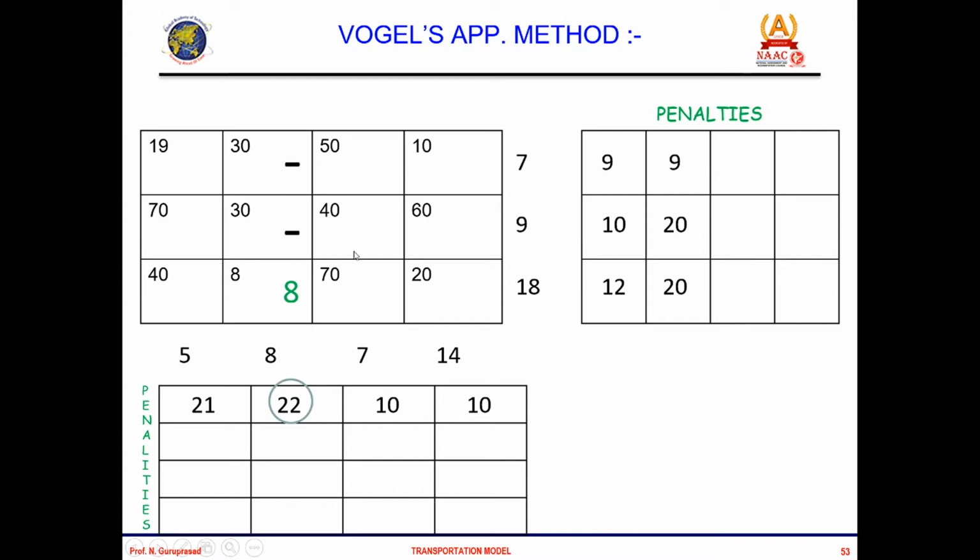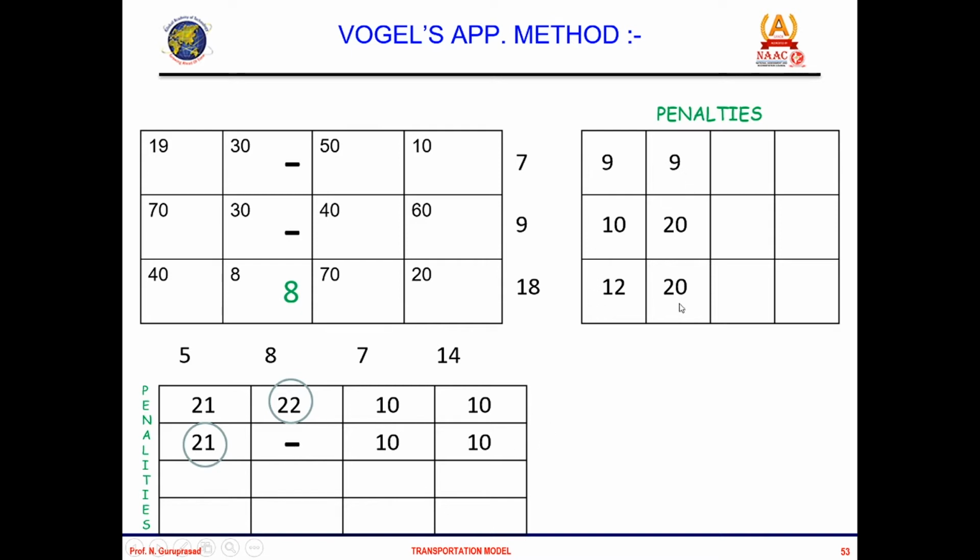So I have 70, I have 40, I have 60, out of which 40 is the least, 60 is the next least, and the difference is 20. Similarly, in the third row, I have 20 and I have 40, so the difference is 20. Similarly, I calculate the penalties for the columns, but since the second column allocation is already done, I am not going to calculate the penalty for the second column. Hence, I'll just write a hyphen. A hyphen indicates the penalty is not calculated for that particular column.